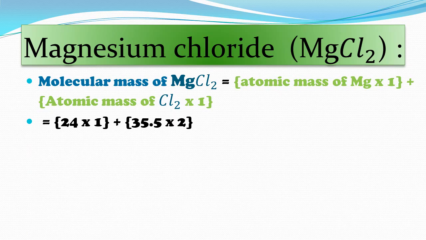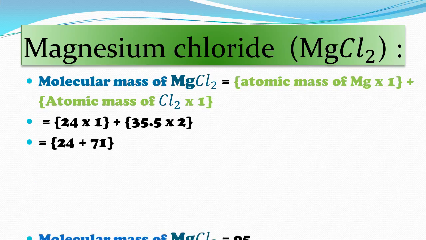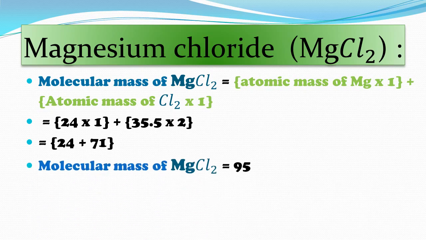The atomic mass of magnesium is 24 multiplied by 1, only one atom is there. The atomic mass of chlorine is 35.5 multiplied by 2, because in Cl2 two atoms of chlorine are there. So 24 plus 35.5 multiplied by 2, which is 71, gives 24 plus 71 equals 95. So the molecular mass of magnesium chloride is 95.